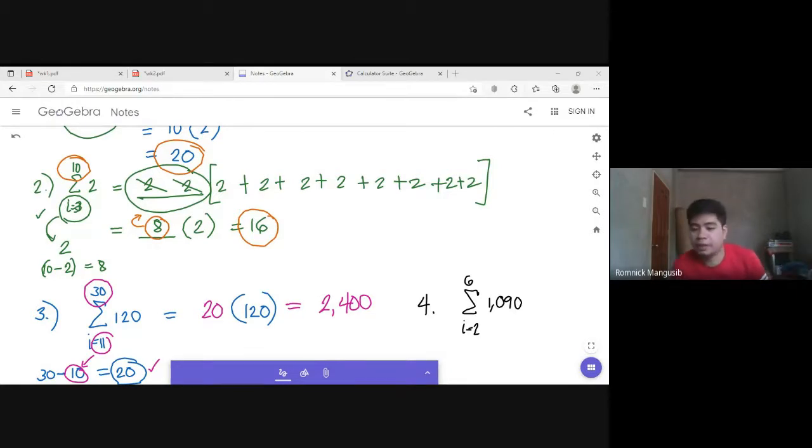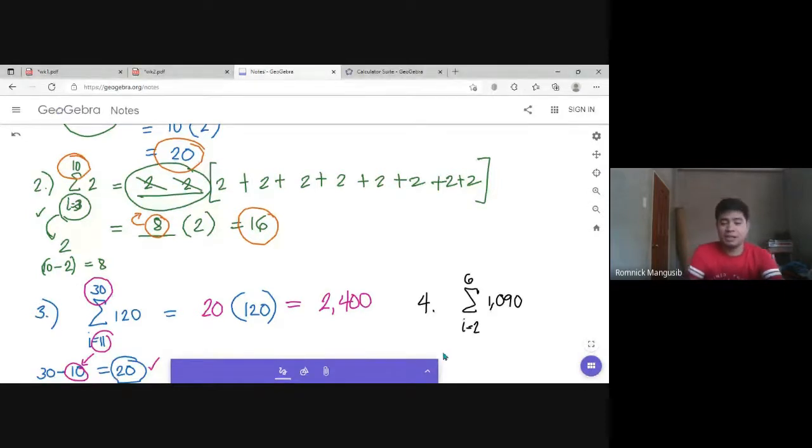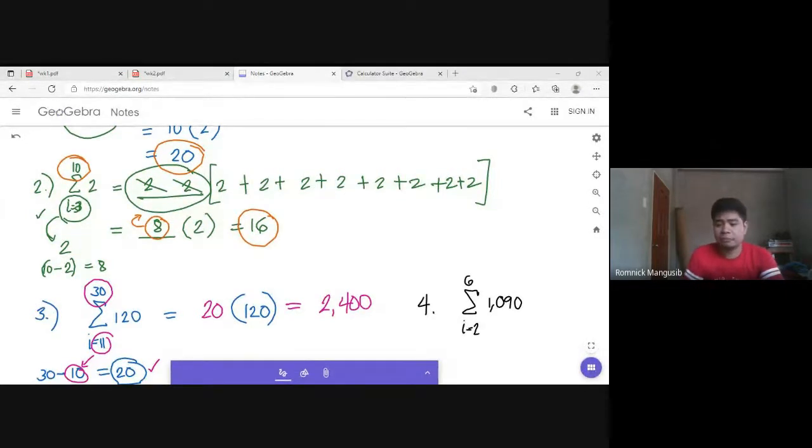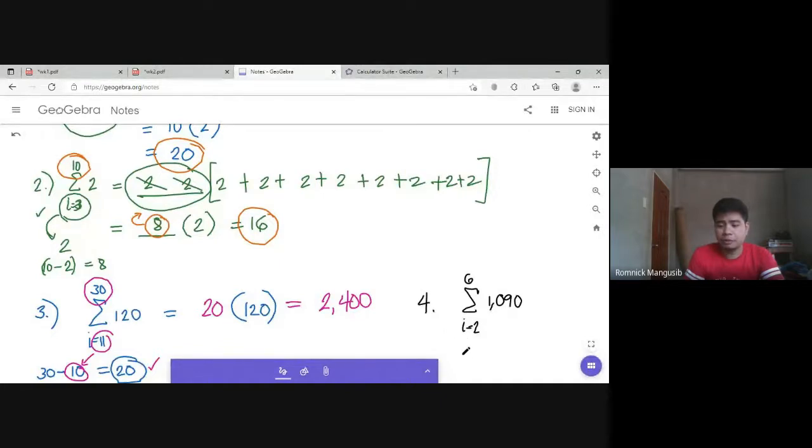Okay, correct. Marian. 5,450 is the answer. Just remove 1 from 6 kasi kung nag-start ka sa 2, o di mag-remove ka ng isang 1,090. So magiging 6 minus 1 is equal to 5. 5 na lang. So the answer is 5 times 1,090 is 5,450.